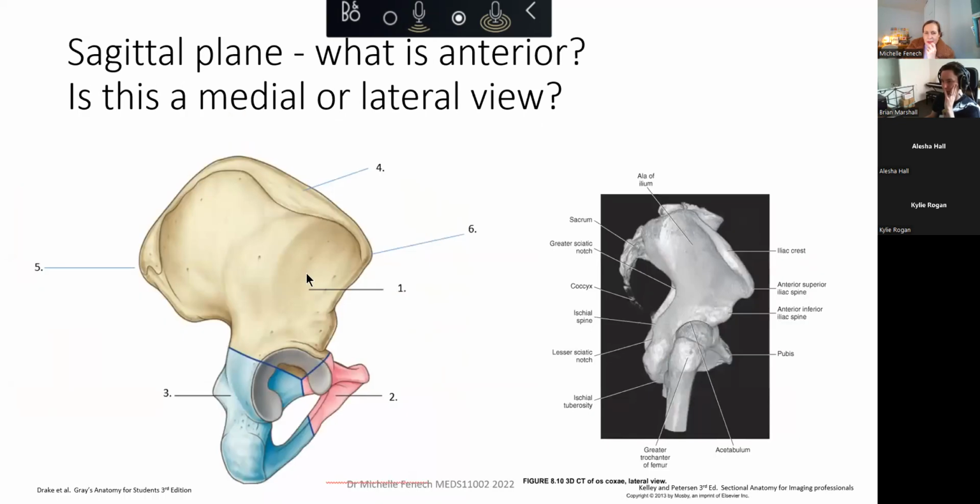Does that make sense? Not that you're ever going to see a pelvis that looks like that, because hopefully someone's always going to have their hip in there. Otherwise it's dislocated out. I've just got that in there to get you to think of which direction we're looking at things from.